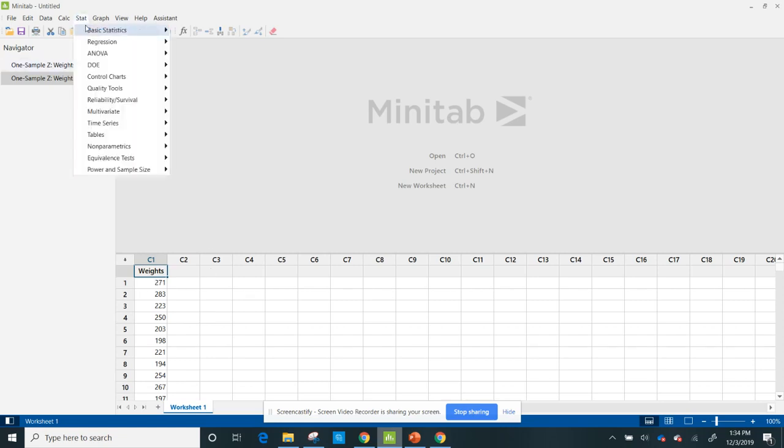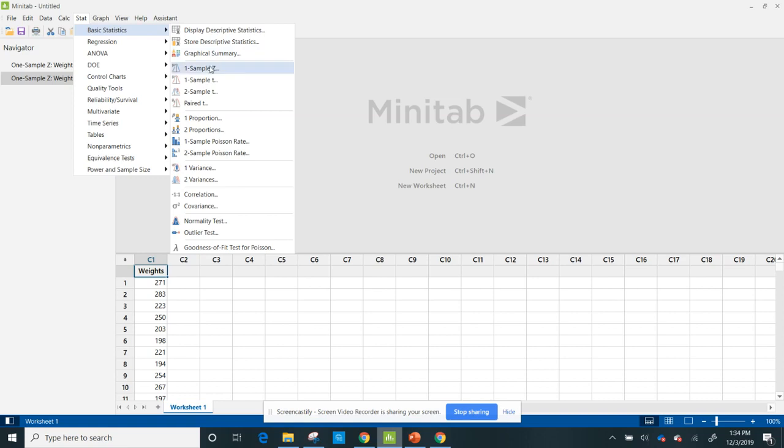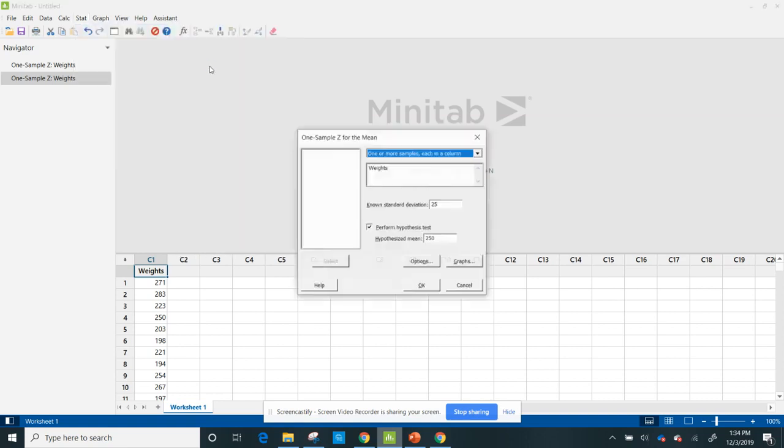I'm going to go to Stats, Basic Statistics, One Sample Z-Test. I click on it, and what I want to do is I can either do one or more samples, or I can do summarize data. For this one, because I was given sample data, I'm going to do one or more samples. I click in the box here, and it puts weights over here in this box on the left. I double click on it, and it populates it. So it tells Minitab, use this data set to answer the question.